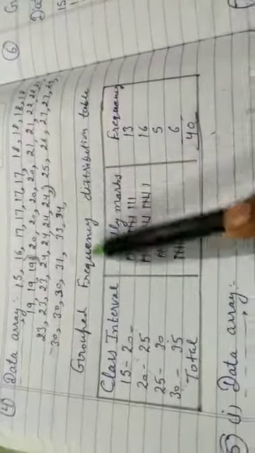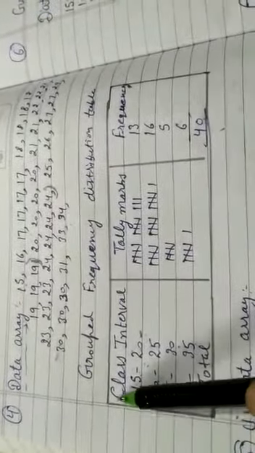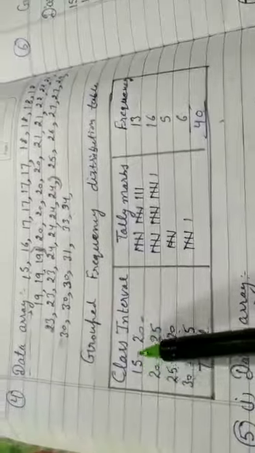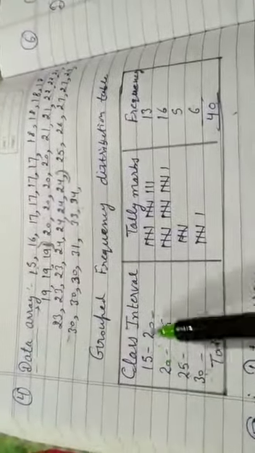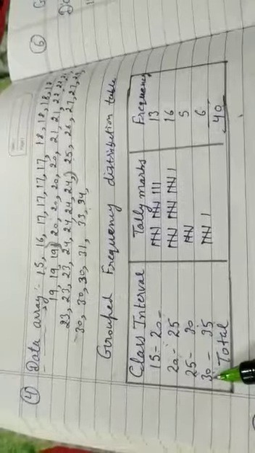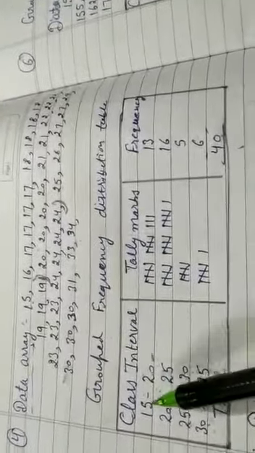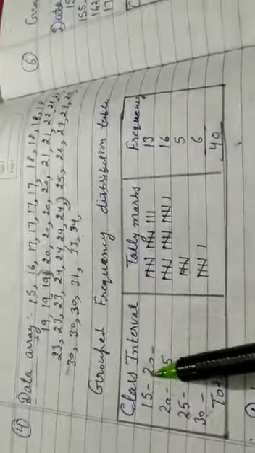We will take up to 35. Now from 15 to 20, we will make differences of 5. 15 to 20, 20 to 25, 25 to 30, 30 to 35. Now tally marks. First we will take 15 to 20.